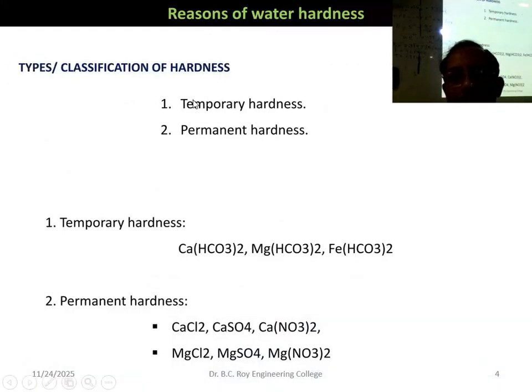Now, temporary hardness, permanent hardness, as I told in the beginning. Temporary hardness caused by this type of bicarbonates. If you heat the bicarbonate, it will be converted to carbonate, and that carbonate is insoluble. So automatically it will go out of the water, and that water will become soft water. Precipitation will take place.